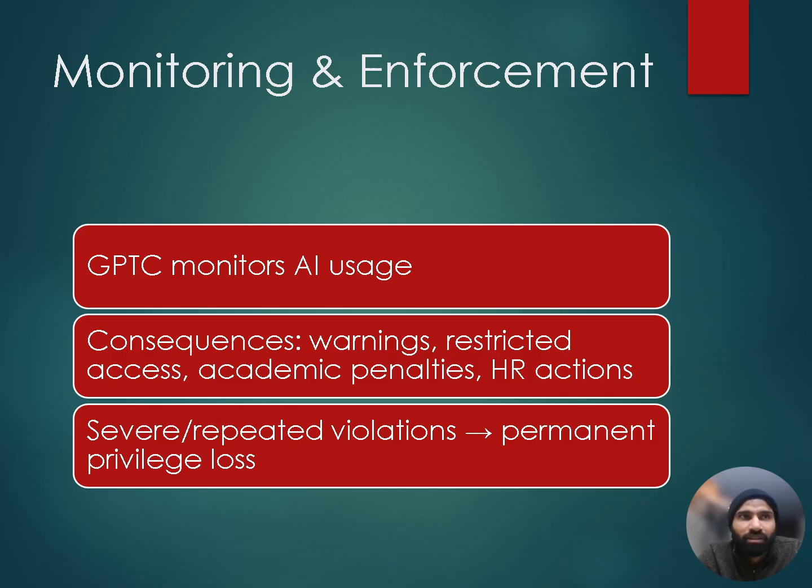When violations do occur, GPTC uses a step-by-step system for consequences. Minor issues may result in a warning or temporary restriction on using AI tools. More serious violations, such as misuse of sensitive data, intentional academic dishonesty, or actions that compromise security, can lead to academic penalties, HR involvement, and potentially permanent loss of access to certain technologies. In the most severe cases, legal action may be taken if the violation involves data breach or confidentiality risks.